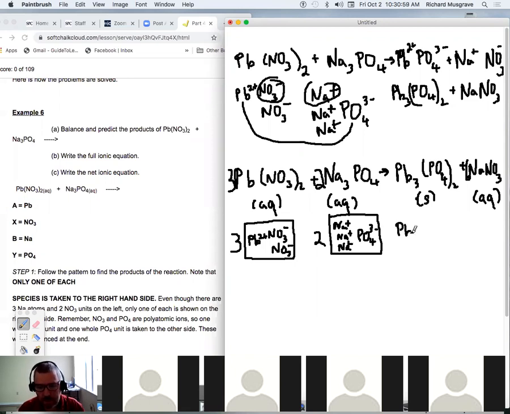Now the Pb3(PO4)2 is a solid. It doesn't break apart in solution because it's a solid. So I'm just going to leave it the way it is. And then we'll have another 6 boxes here that contain Na plus and NO3 minus.